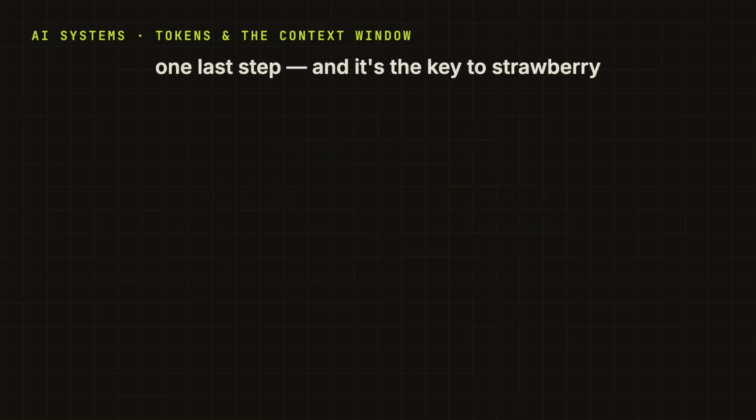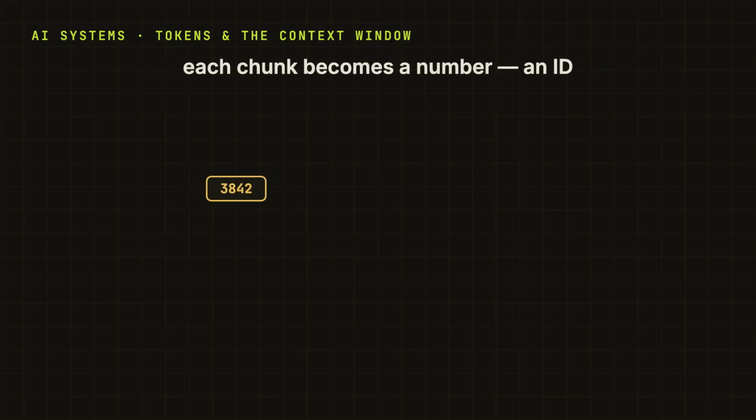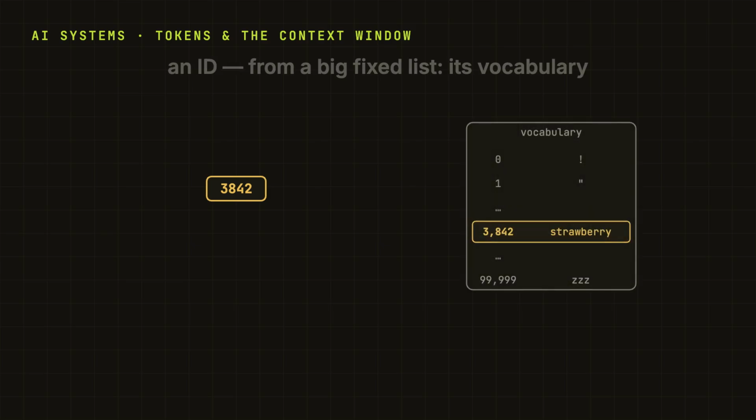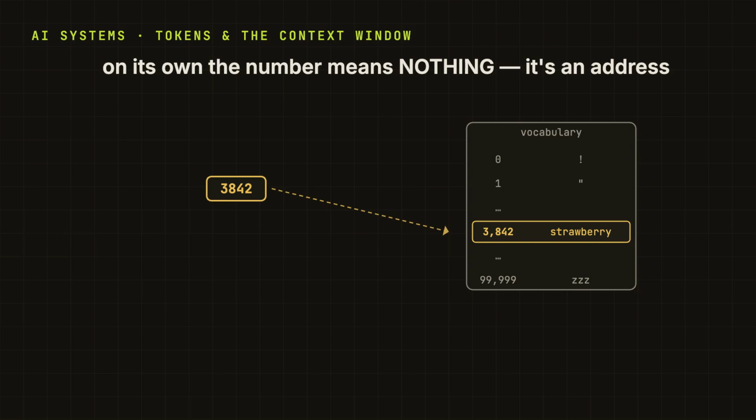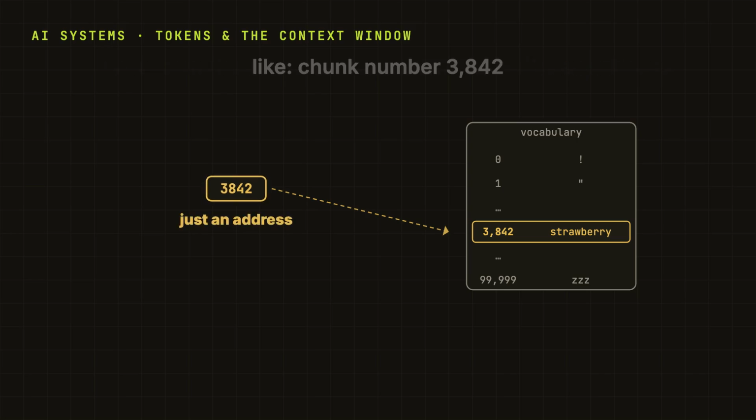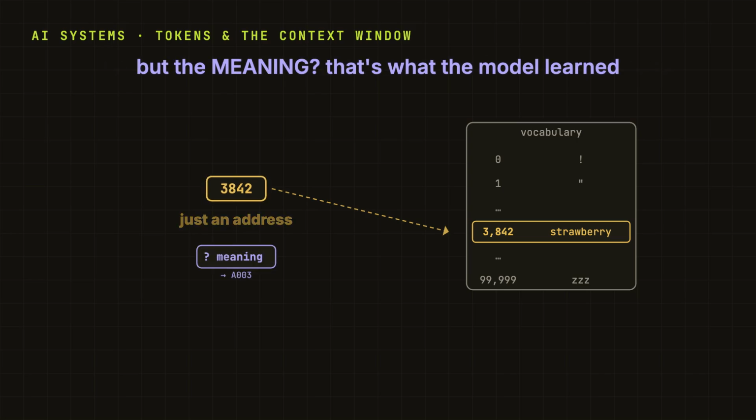And there is one last step, the one that really matters for the strawberry business. Each chunk doesn't stay as text. The tokenizer swaps it for a number, an ID, from a big fixed list of every chunk it knows, its vocabulary. And here is the key thing about that number. On its own, it means nothing. It's just an address, a label, like chunk number 3842. The meaning isn't in the number, it's in whatever the model has learned to associate with that address. And what actually gets left behind these numbers is a brilliant story all on its own.